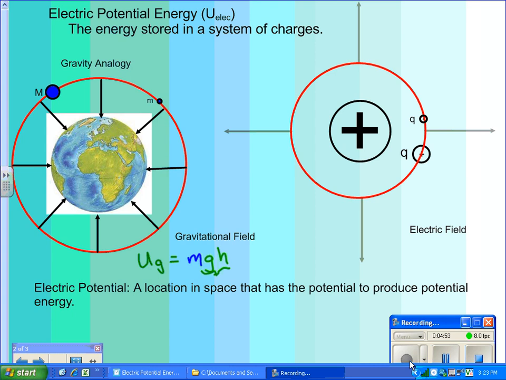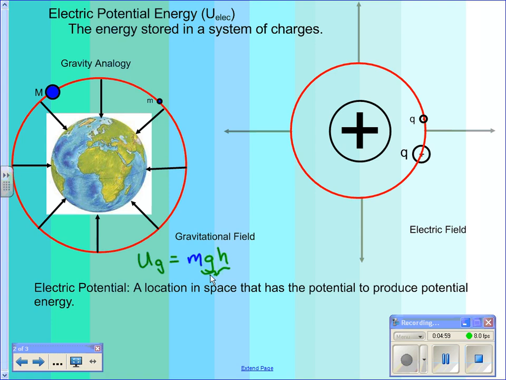So remember what we just said with the gravity example. If we take that gravitational potential, which we said was just gh, and the units of that would be joules per kilogram, and we multiply it by the mass, we get joules. So in this case, we're going to define electric potential energy, U elect, and instead of a mass, we have to bring a charge near the other charge, or a charge in the electric field, so that's q.